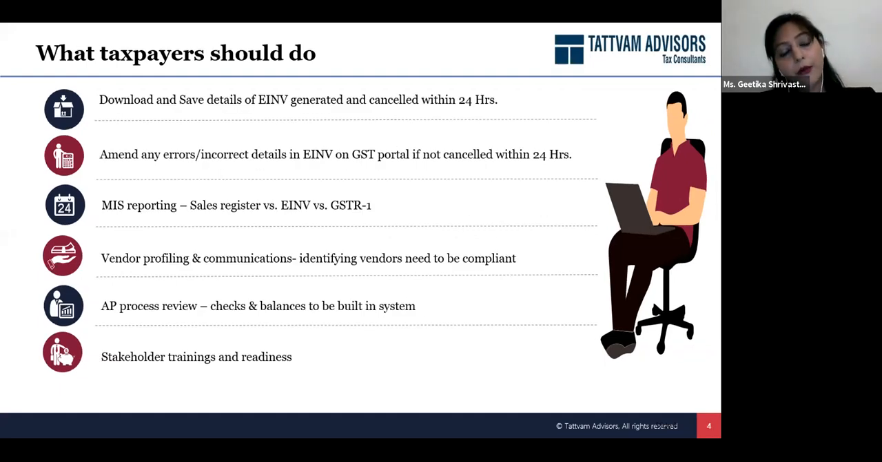Another thing which is very important for all taxpayers is that once you are generating any IRN for your invoices, please download and save these details in your in-house system, in your ERPs, because the government will not save this data for you, unlike in the case of returns. This data will be available on the portal only for 24 hours. So it's a suggestion that every business which is generating IRN from the portal should immediately download and save these details somewhere in their own servers or in their ERPs for any future references.